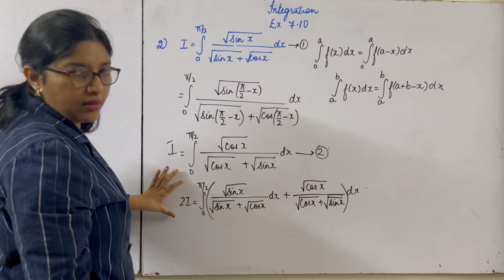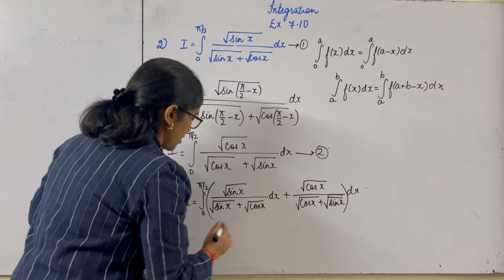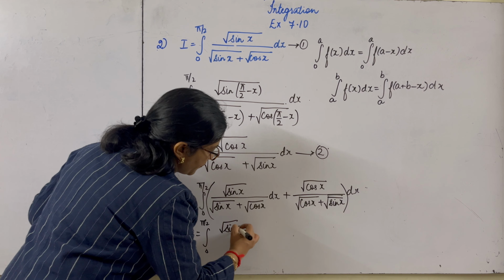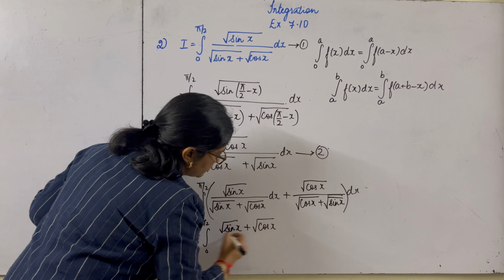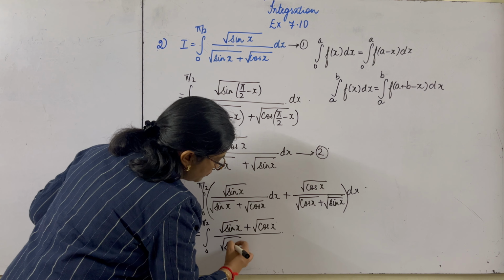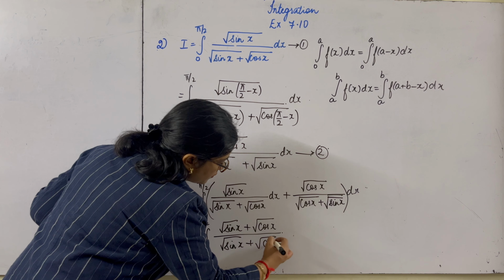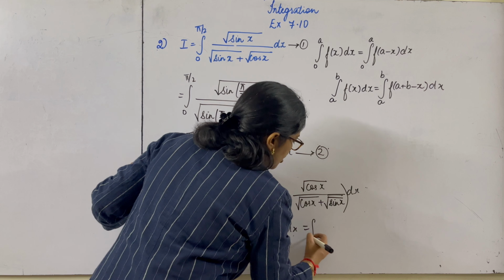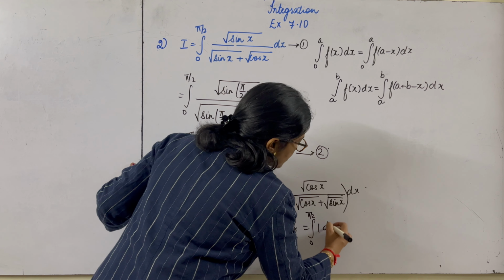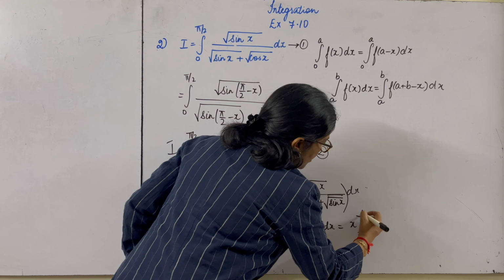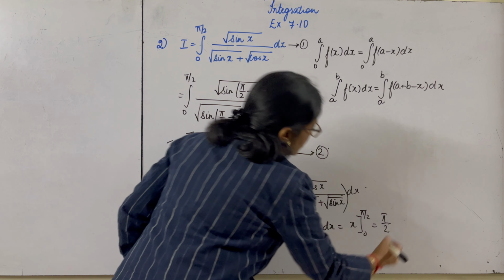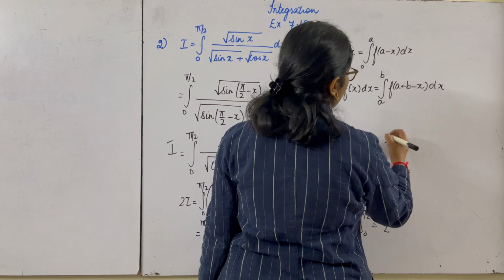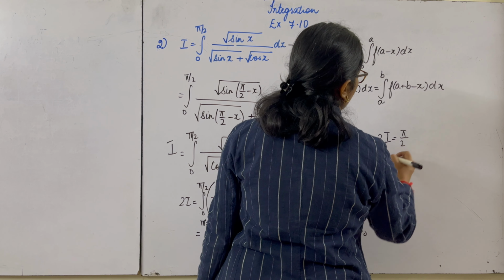So on combining the integral, we have this. Since the denominator is the same, let us also combine the numerator, which becomes root sin x plus root cos x. And this gets cancelled. So once again we have integration of 0 to pi by 2 of 1 dx, and integration of 1 is x. So put the upper limit minus the lower limit, which is pi by 2. That's the value for 2I, and so the value for I is pi by 4.